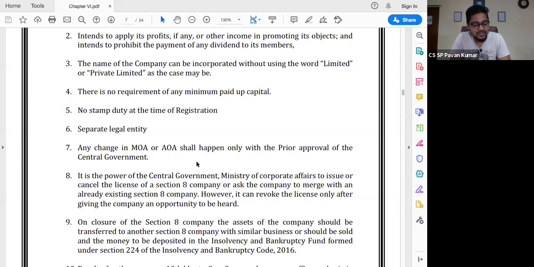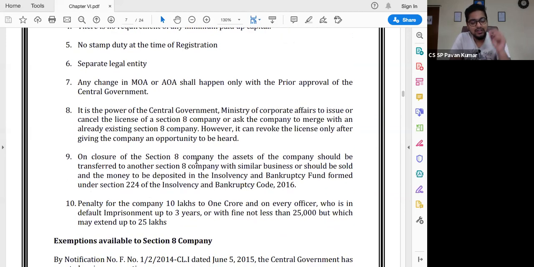Section 8 companies are also separate legal entities, which makes them different from the management that is managing them. A Section 8 company can act on its own. And any changes that a person would like to make in the MOA and AOA of a Section 8 company can be done only with the approval of the central government. Normally for a private limited company, if they want to make any changes in the MOA or AOA, they go to the shareholders and get the shareholders' approval. However, when it is a Section 8 company, they have to get the central government approval.